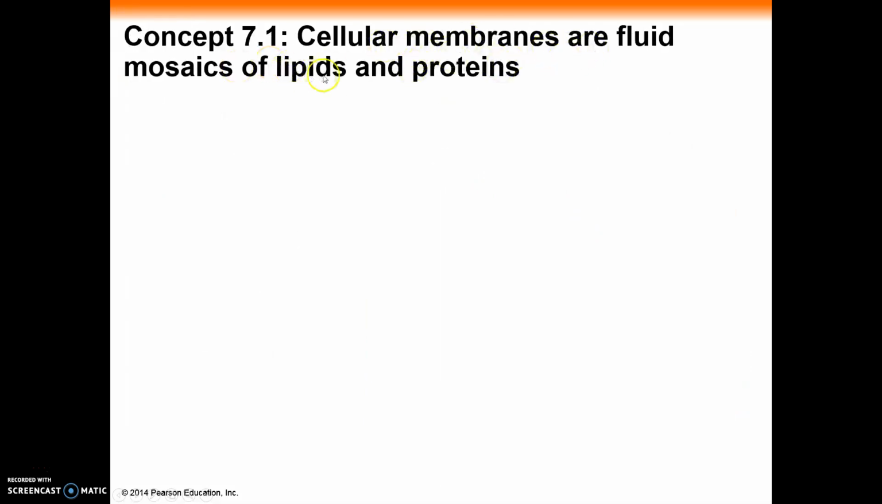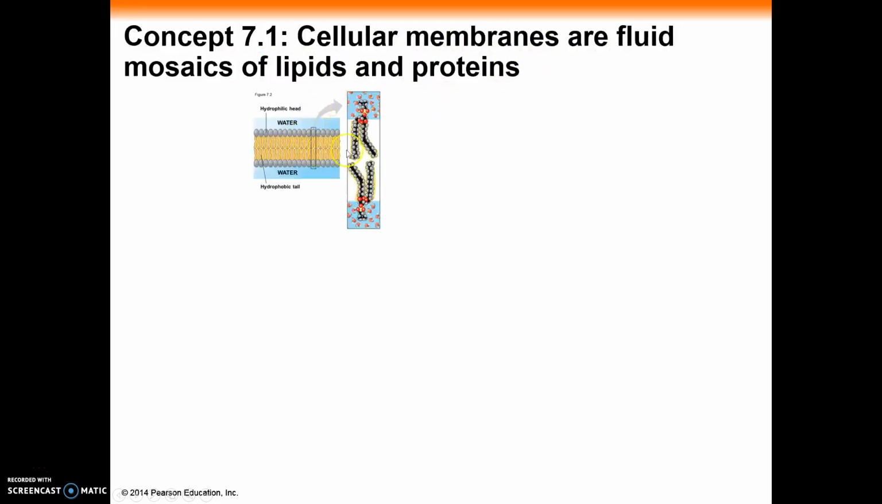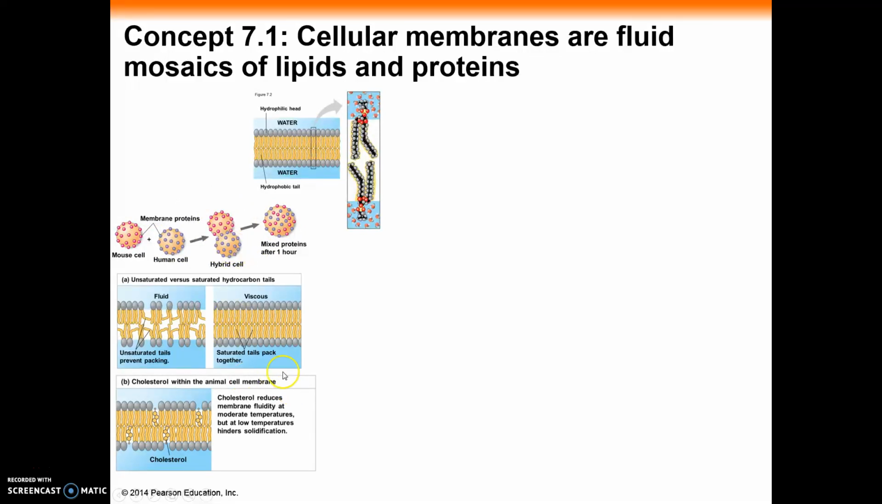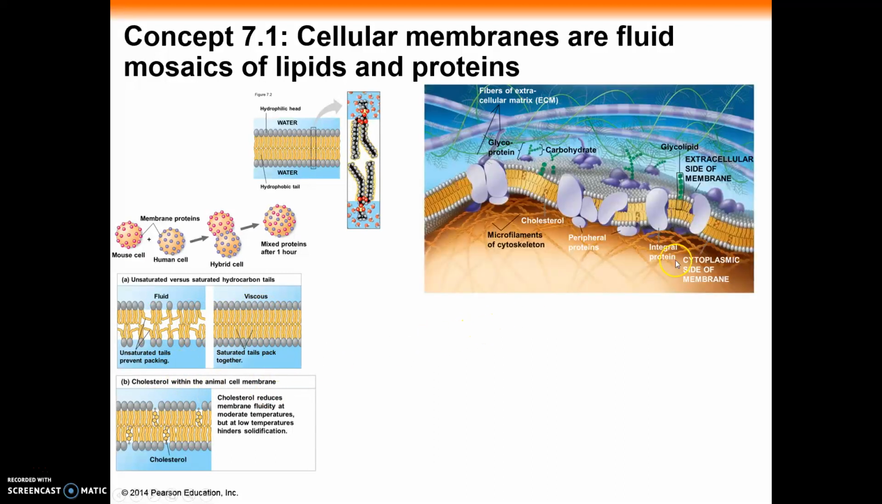So, cellular membranes are fluid mosaics of lipids and proteins. Remember, these molecules are amphipathic. They can move around in space. They can move laterally with each other. This lateral movement is dependent on the temperature and the types of lipids that are in there. Cholesterol can help moderate that fluidity. We do want it to be semi-fluid.